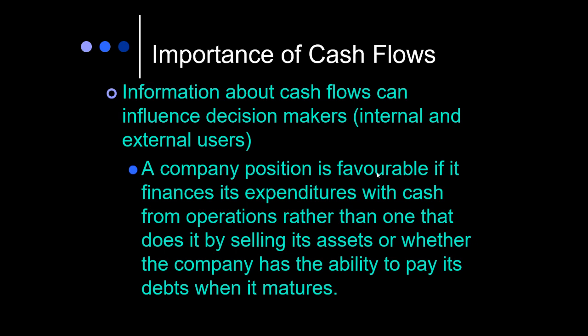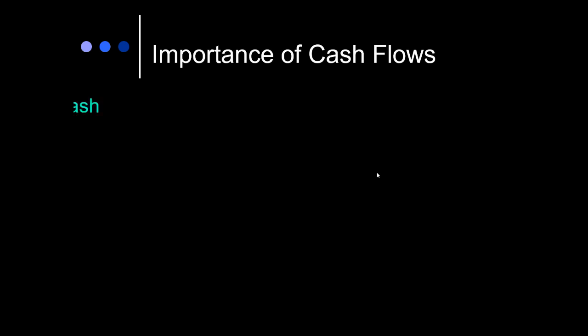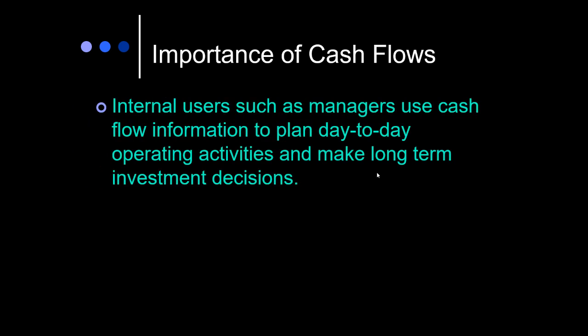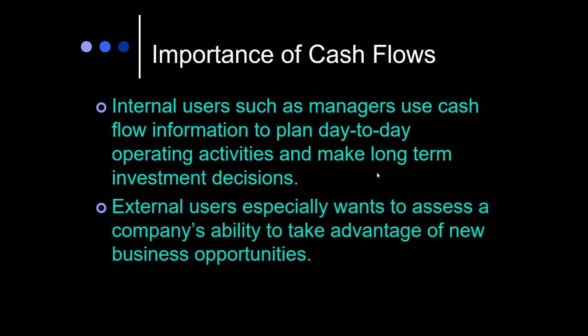Okay, so they prefer more on the operation section. So internal users such as managers use cash flow information to plan day-to-day operating activities, and from that they will make long-term investment decisions. For external users, they especially want to assess a company's ability to take advantage of new business opportunities. So their purpose will be different. For internal users, they will look more at operating activities and then consider making investment decisions.